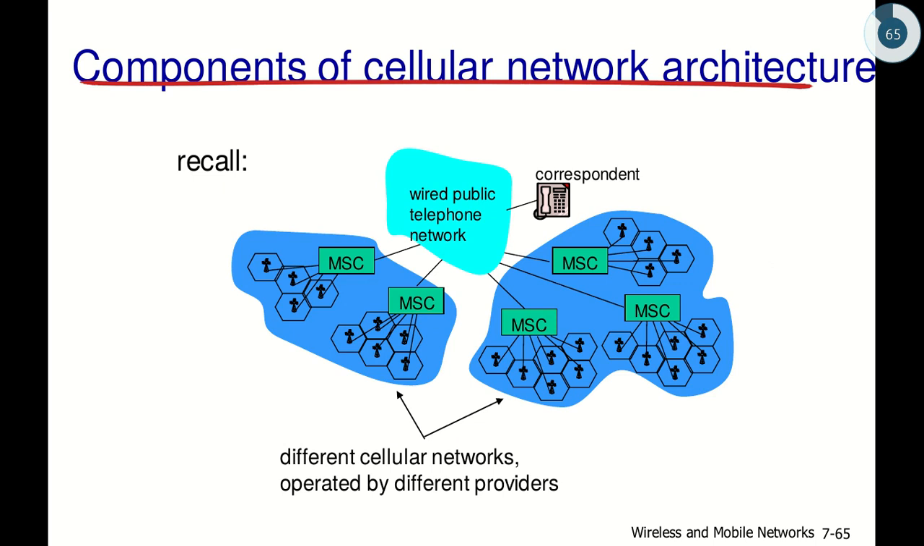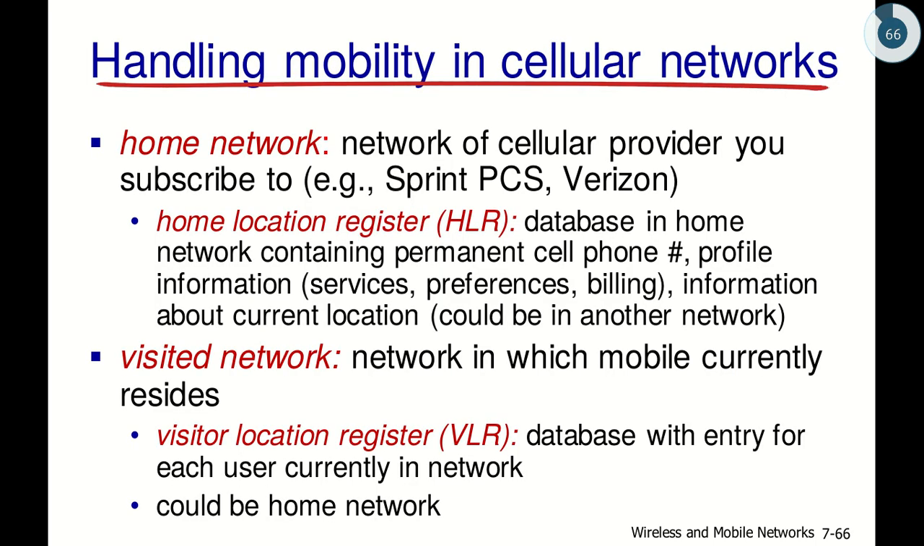So basically, each network or each MSC has these two components, the HLR and VLR. HLR is only for the mobile users registered in that specific home network, while the VLR is for all the mobile users that currently reside in that MSC or in that network.